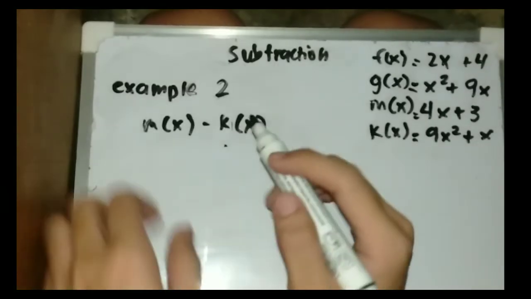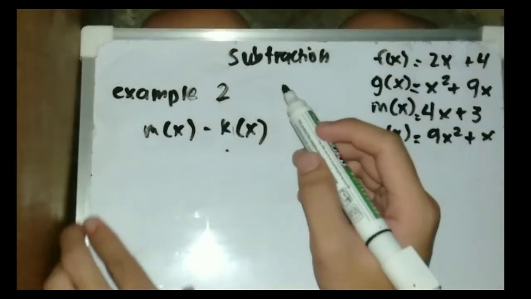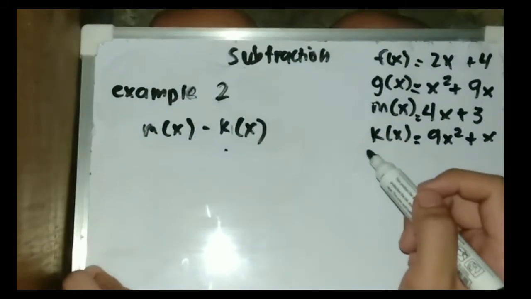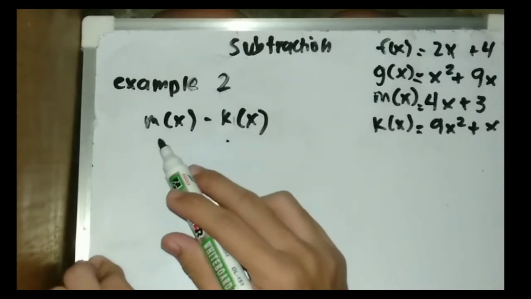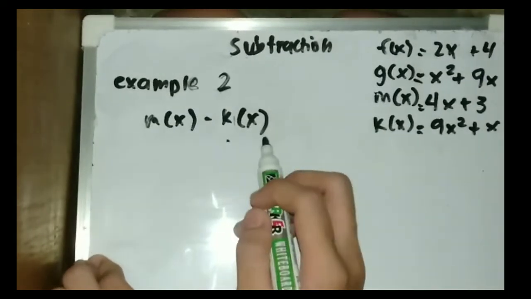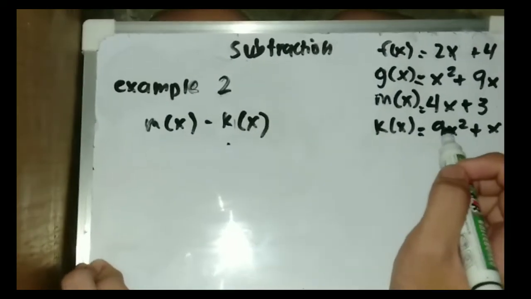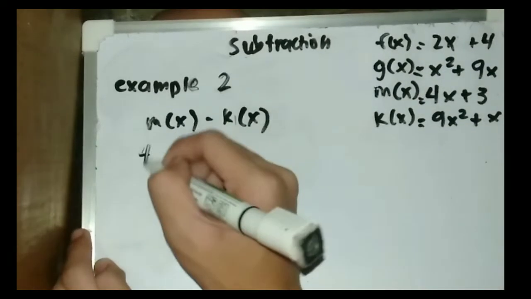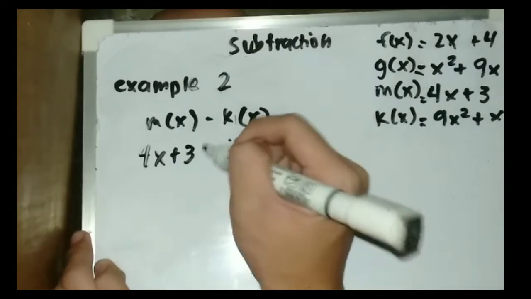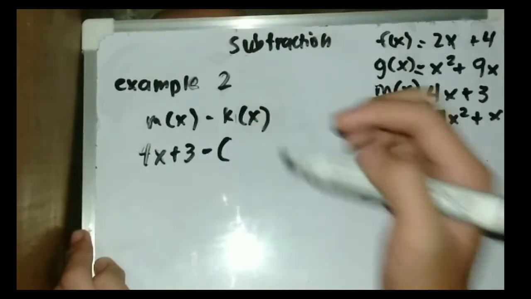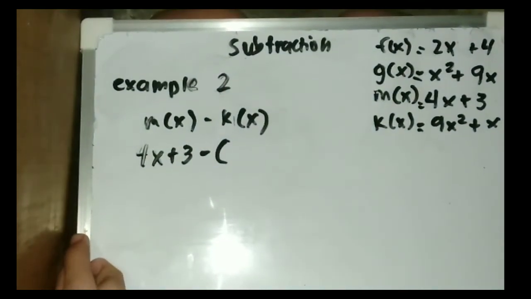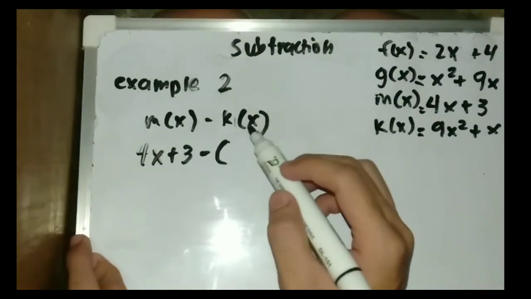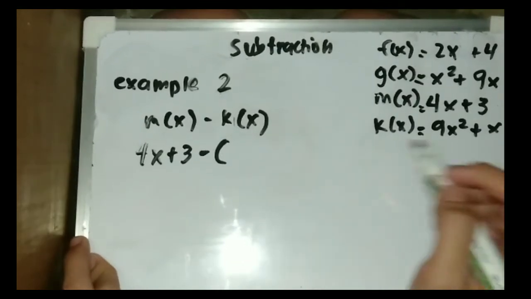So, for our example number 2 in subtraction on functions, we still have the same given from example number 1. So, isa-substitute na po natin. M of x minus k of x. M of x is equals to 4x plus 3. Minus, so, ang sabi ko nga kanina, kailangan maglalagay ng parentheses para hindi maiba yung sign ng final answer natin. So, k of x is equals to 9x squared plus x.